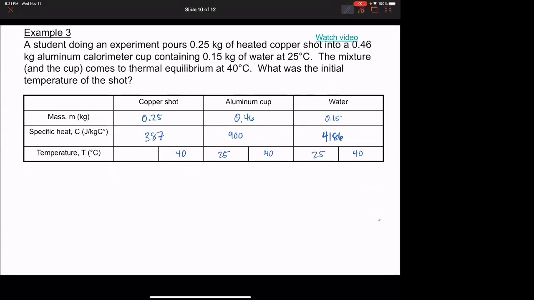So I want you guys at your seats to find TC, the temperature of the copper. We'll call this guy TA, and this would be TW, right? So this would be MC, MA, MW, CC, CA, CW. Give this one a shot. See how you do.